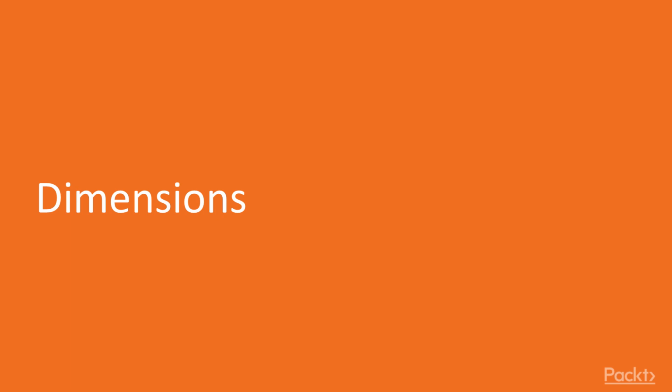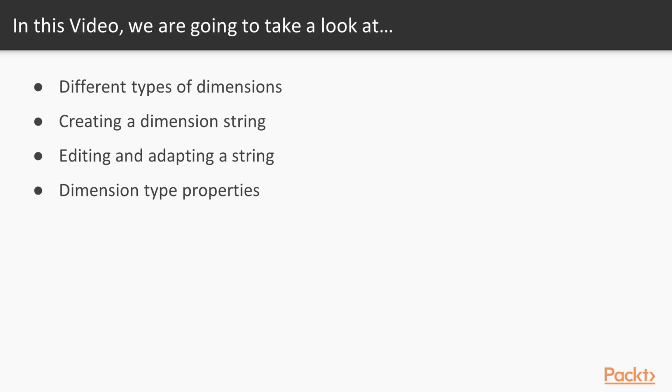In today's video, we're going to be discussing dimensions. So we're going to be going over the different types of dimensions, be that linear or aligned dimensions, radiuses, diameters, all of that sort of stuff. And then we'll be getting into how to create a dimension string. And then once that's created, how to edit and adapt it to get the kind of use that we want out of it. And then we'll finally get into the dimension type properties and all of the different things that we can change about a dimension string or the overall appearance of a dimension line.